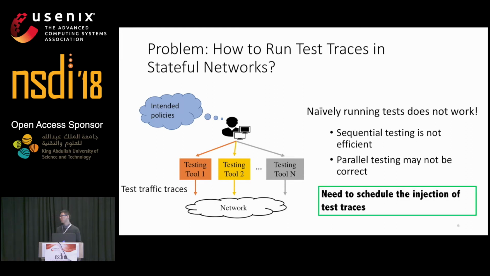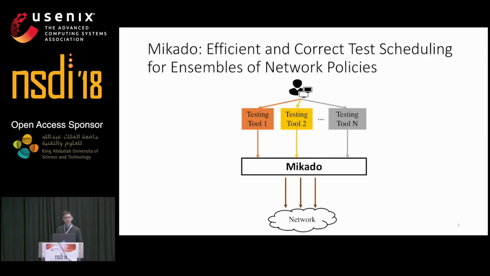Therefore, we have to come up with a scheduling that is clever enough to schedule all the test cases in order to inject those test traces. To that end, we propose Mikado. At a very high level, Mikado sits between the testing tools and the network. Mikado views the testing tools as black boxes, because Mikado wants to allow operators to use different tools they want in order to test different policies.